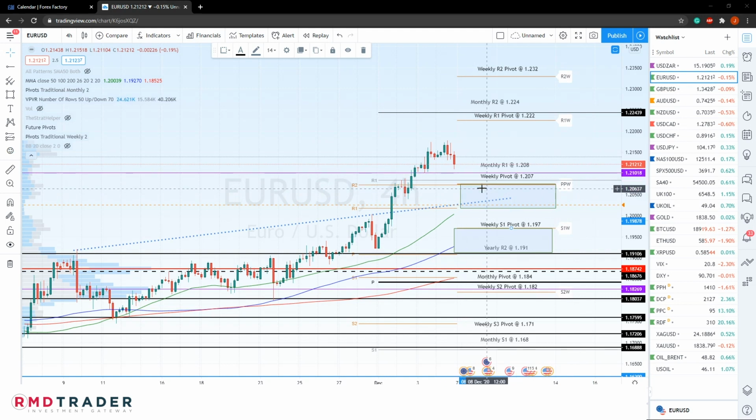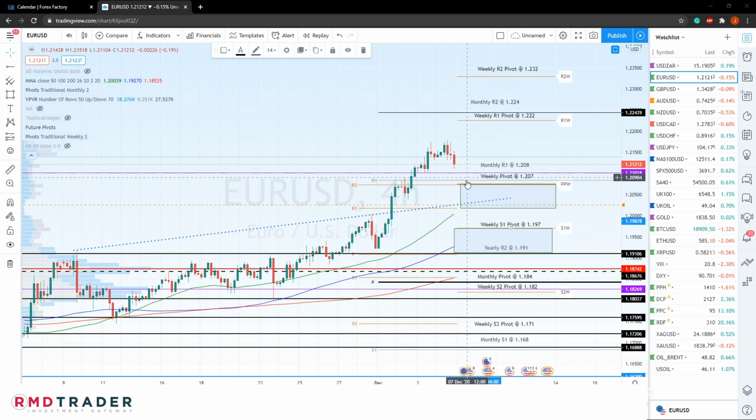1.207. It could also pull back deeper into this area of support between last week's R1 at 1.201 and the pivot. And of course, should price pull back even deeper, that could see price retest this area of the 4-hour 100 SMA, which it could possibly meet in this area of support between the yearly R2 at 1.191 and the weekly S1 pivot at 1.197.